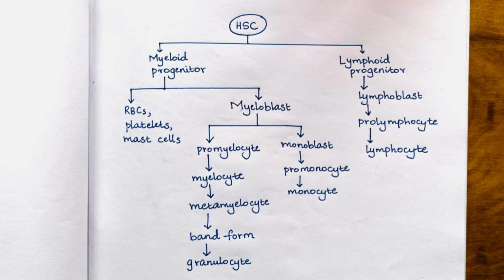Myeloblast can also give rise to monoblast, which gives rise to promonocyte, and finally monocyte. The common lymphoid progenitor gives rise to lymphoblast, and this will give rise to prolymphocyte and finally lymphocyte. So this is about the synthesis of WBCs.